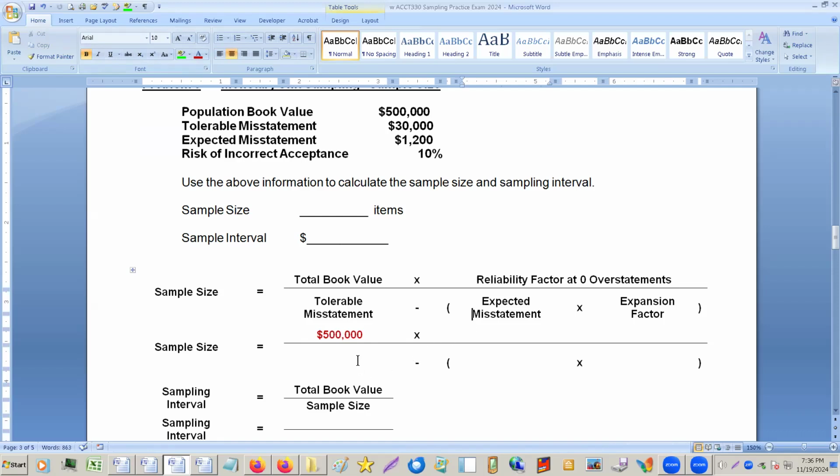Our tolerable misstatement is 30,000. So we're okay with this being off at the 30,000. Maybe these numbers look small. And our expected misstatement is 1,200.